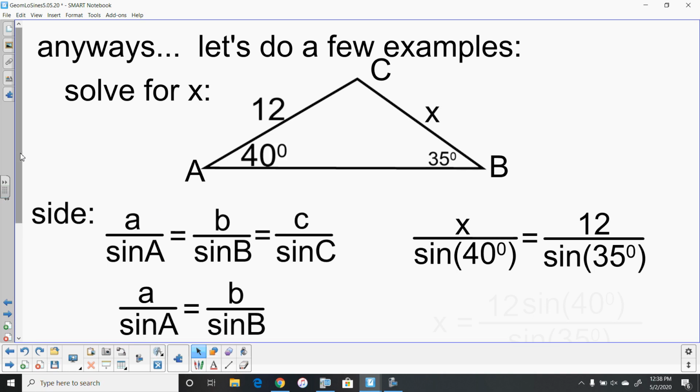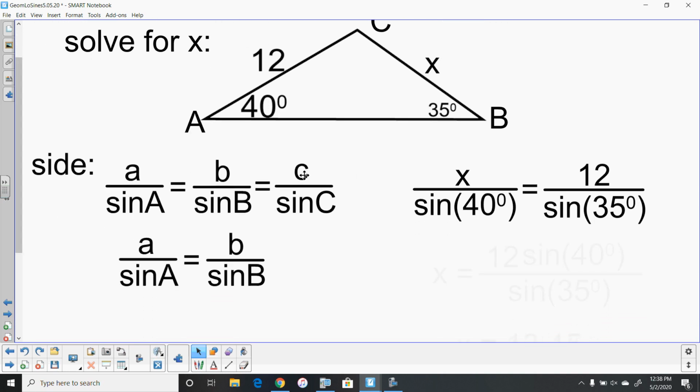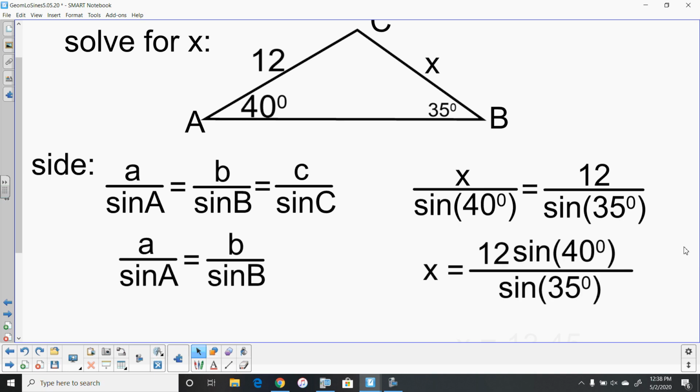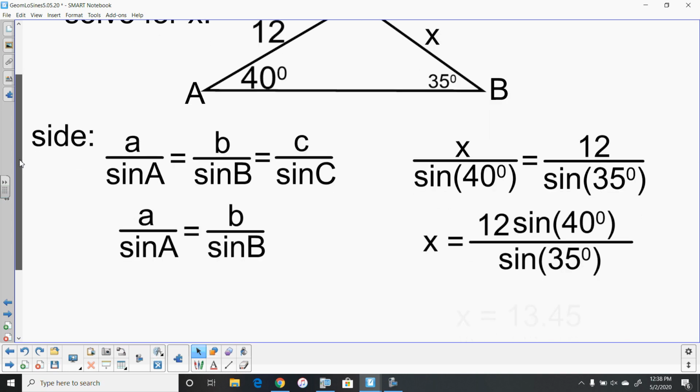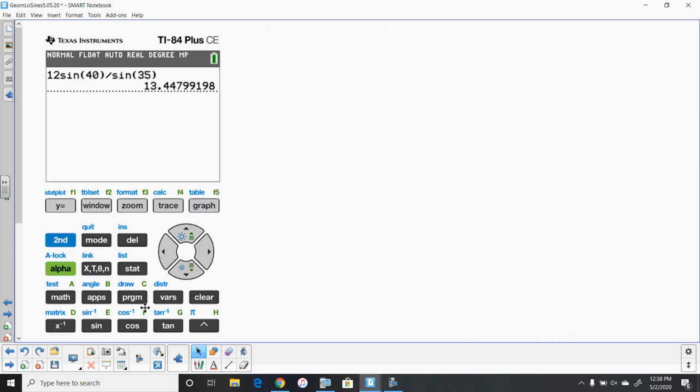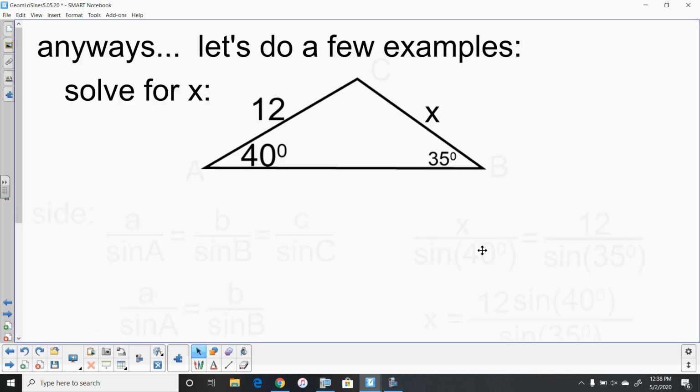Now it actually becomes a really simple, straightforward algebra problem. If I just multiply both sides by sine 40, x is by itself. So you've got 12 sine 40 over sine 35, and that's something your calculator can handle in one smooth move. Here's what it looks like on a lot of calculators. You can just type in 12 sine 40 divided by sine 35, and we get 13.45.